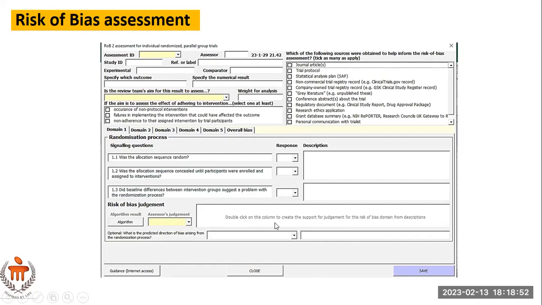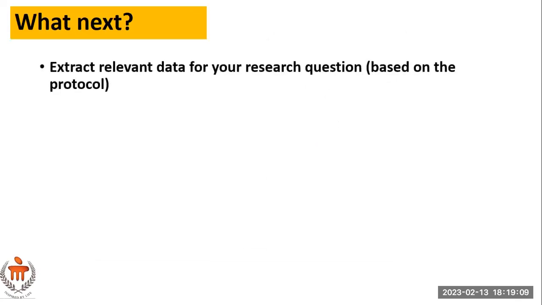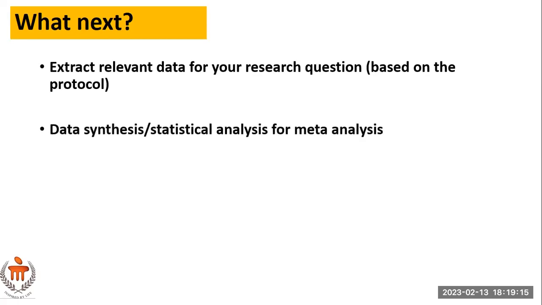If you include all these, finally you end up with this kind of a scoring system where all the studies you've included show what is the quality of the study, whether it's low risk or high risk, and then tells people that the majority of these studies were good quality studies or the majority were not so good. And then you extract the relevant data for your research question based on the protocol, what all you wanted, your primary and secondary outcomes. You synthesize the data.